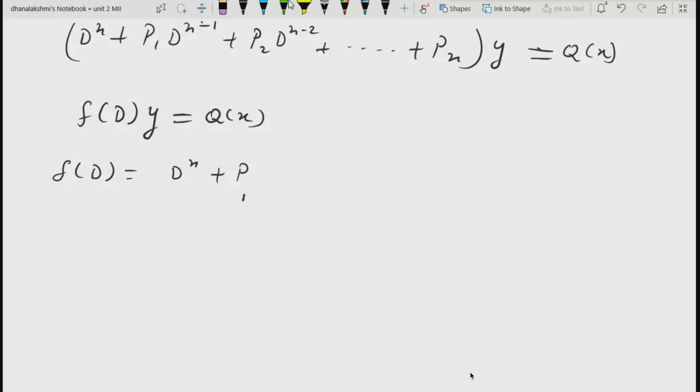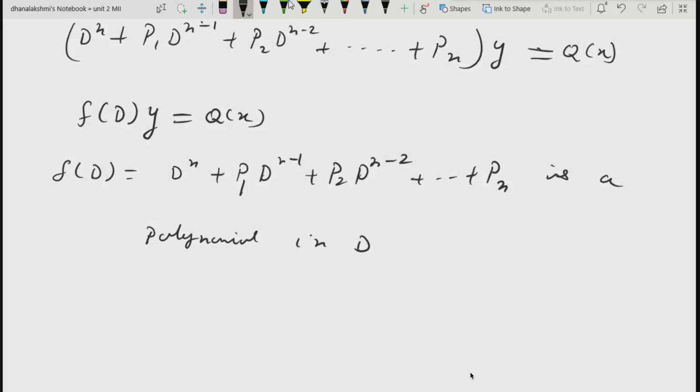So p1 D^(n-1) + p2 D^(n-2) and so on up to pn. Got it? That is your f(D). And you see, this is a polynomial in D. And this symbol D stands for the operation of differentiation.